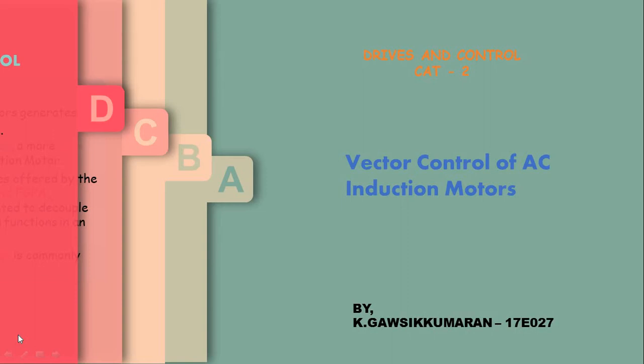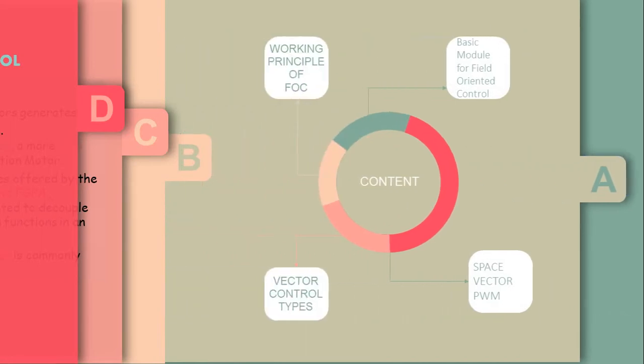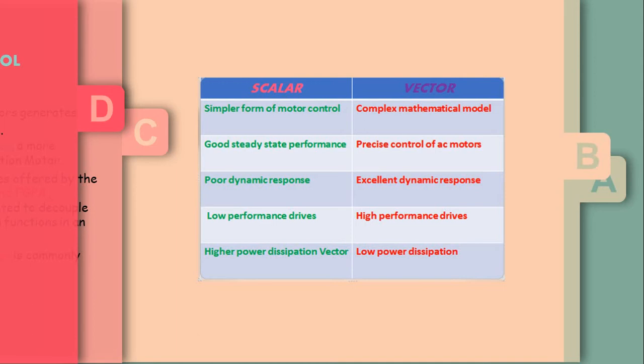The topic I am going to present in this video is about the vector control of AC induction motor. These are the contents I am going to explain in this video: working principle of field-oriented control, basic model of field-oriented control, vector control types, and the last one is about the space vector PWM. Let us first discuss the differences between scalar and vector control.